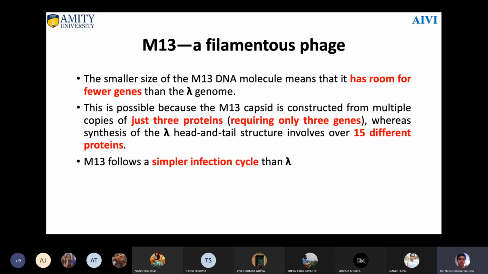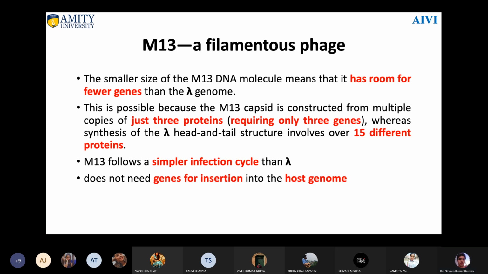So how is this M13 phage going to help you? Smaller size means it has room for fewer genes than the lambda genome, so a very small number of genes are there. This is possible because the M13 capsid is structured from multiple copies of just 3 proteins. You don't need a large number of proteins, as we require in the case of lambda bacteriophage. You just need 3 proteins, and those 3 proteins are the total component of your capsid, whereas in the case of lambda, it is 15 different proteins.